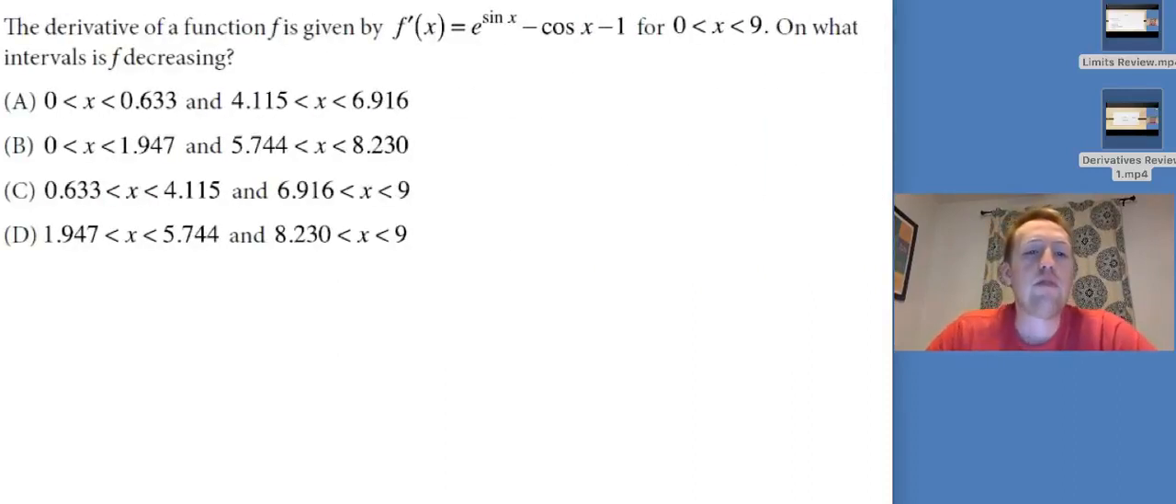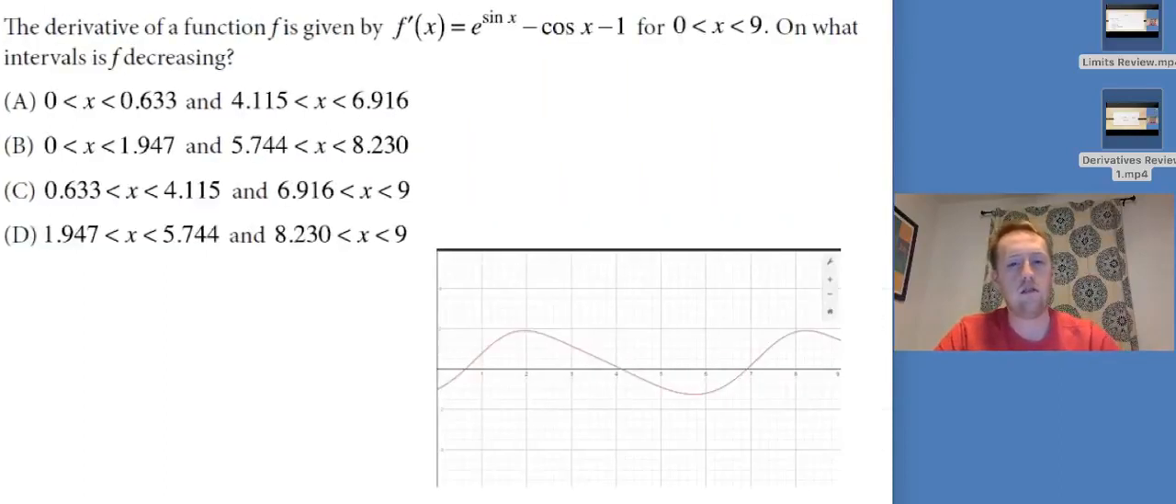Okay, the derivative of a function f is given by f prime, that expression, for 0 to 9. On what intervals is f decreasing? Well, f is decreasing when f prime is negative. Man, I sure wish I knew when that was negative. Wait, I'm on the calculator section. Graph it. I need it to be negative. Again, I adjusted my window.